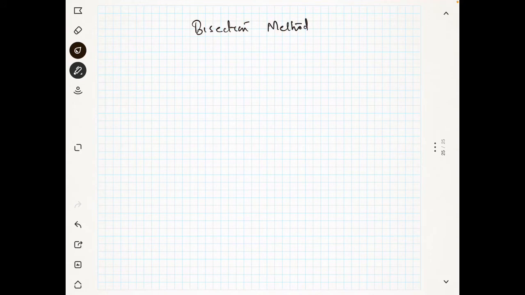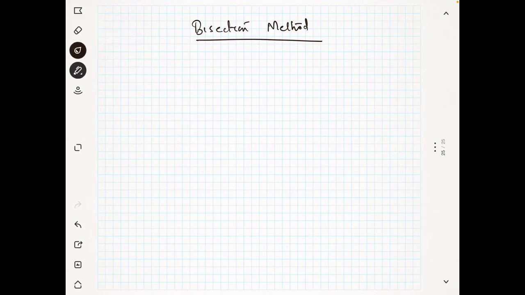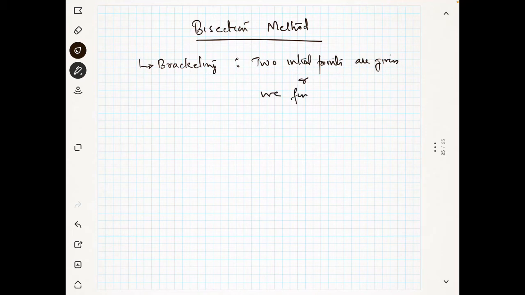Now you know that we have an equation f of x, and this bisection method is a bracketing method. I have told you it is a bracketing method. Why is it a bracketing method? Two initial points are given, or we find two initial points. Let's say they are A and B.